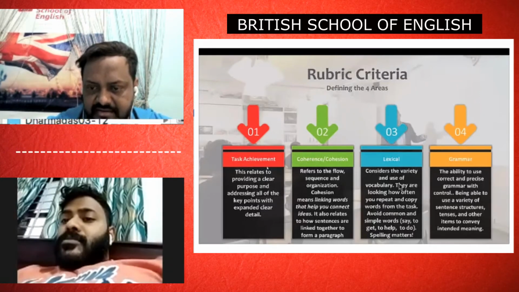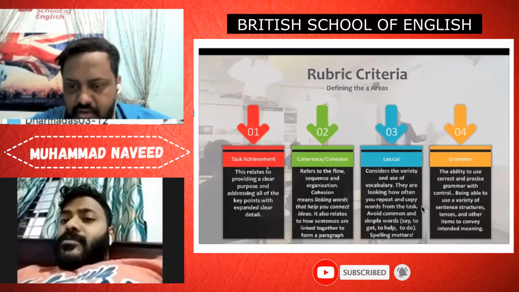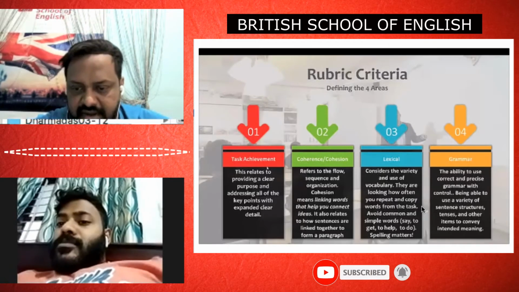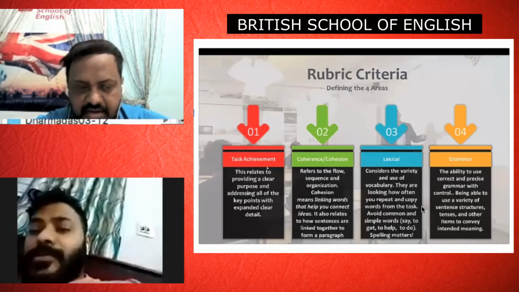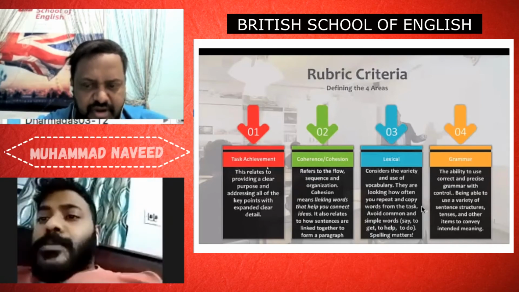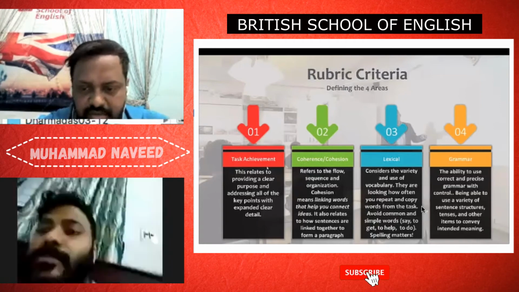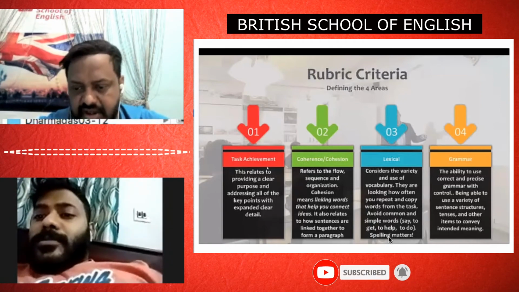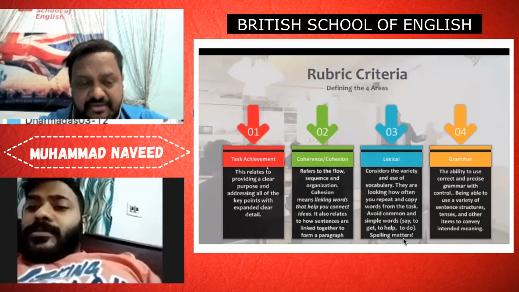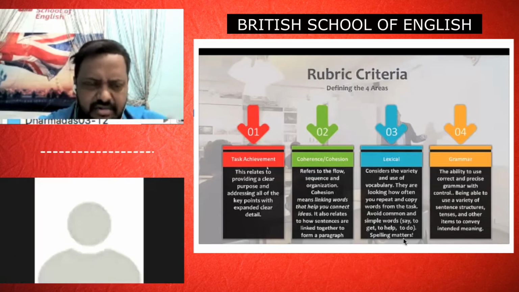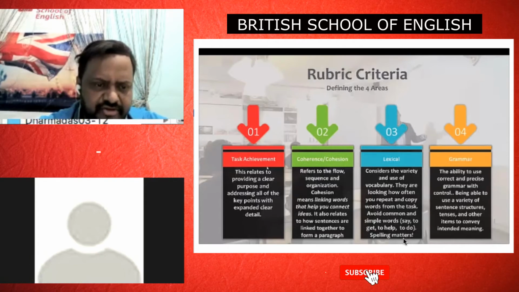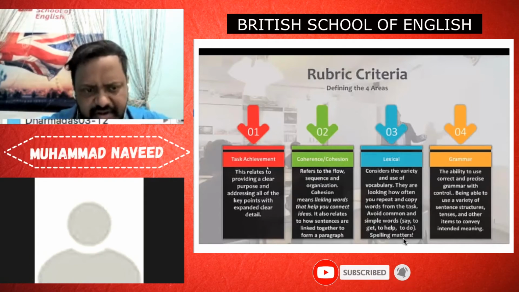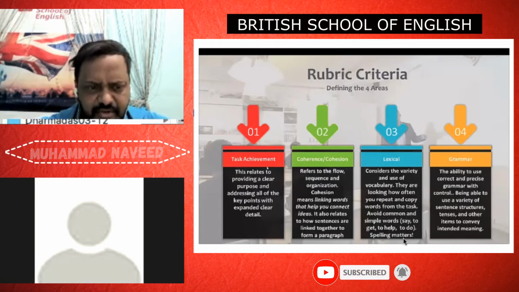Lexical resource considers the variety and use of vocabulary. They are looking at how often you repeat and copy words from the task. So obviously if you keep repeating the same vocabulary, you should be using a variety of vocabulary. Avoid common and simple words, such as get, help, do, and spelling mistakes. So obviously avoid using common words. If you're talking about technology, try to use innovation. So advanced kinds of words. Don't try to use simple words.